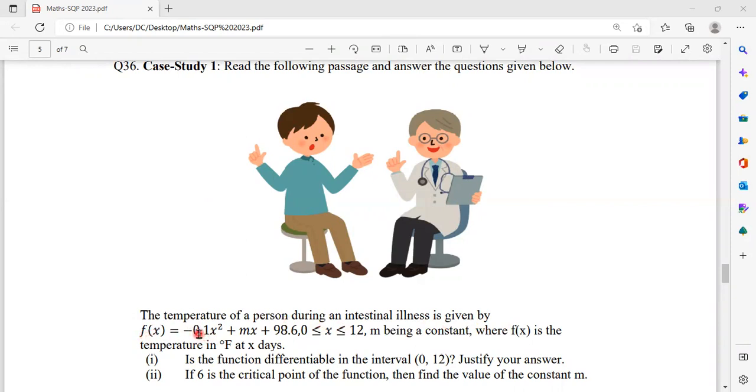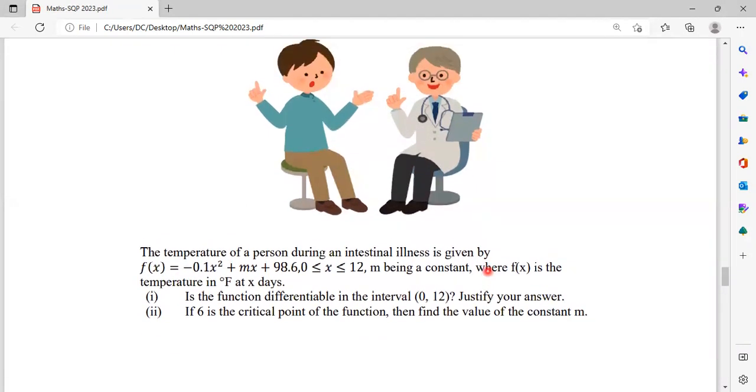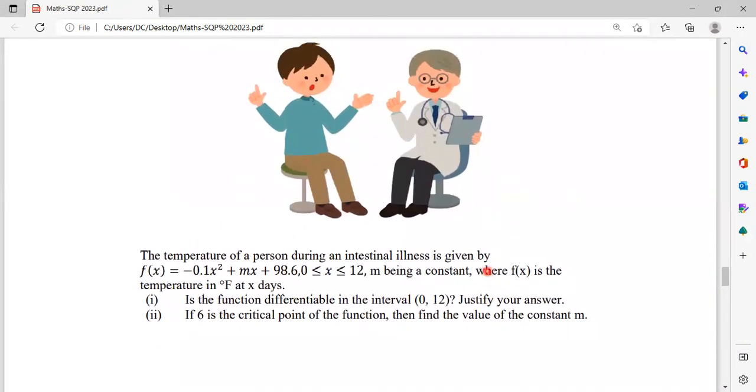f(x) is equal to this function here, and we are given 0 < x ≤ 12, m being a constant, where f(x) is the temperature in degrees Fahrenheit at x stage. Is the function differentiable in the interval 0 to 12? Justify your answer. Well, the function, you can see, is a polynomial function.